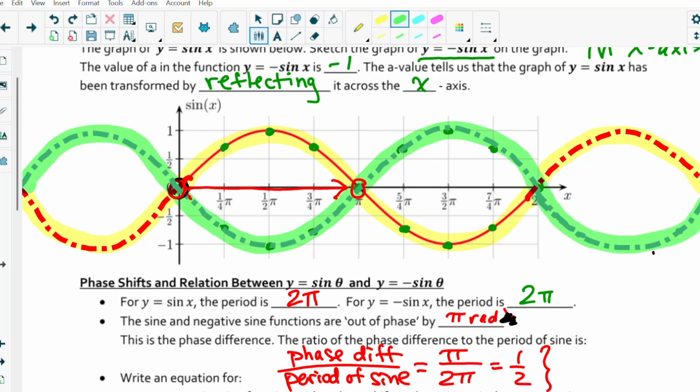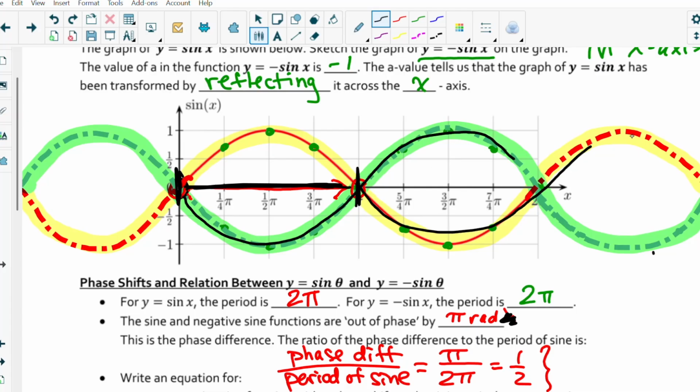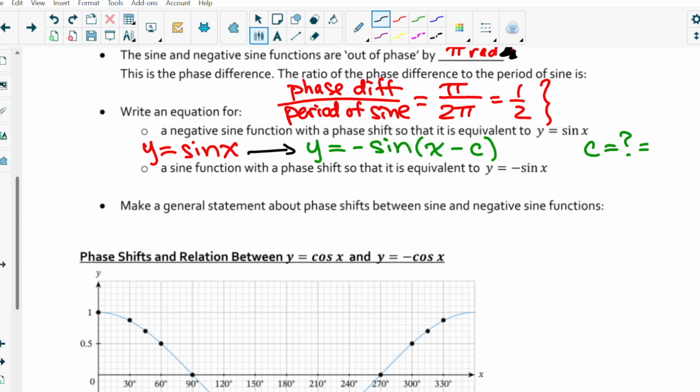Let me shift the green graph, and we know it's a value of pi radians, right? Right here, pi radians. That's pi radians from here to here. If I shift the green graph to the right by pi radians, you'll see that this part will line up with this part because these graphs go on and on forever. So we can think of it in terms of a shift of pi radians. So this would be positive pi radians.